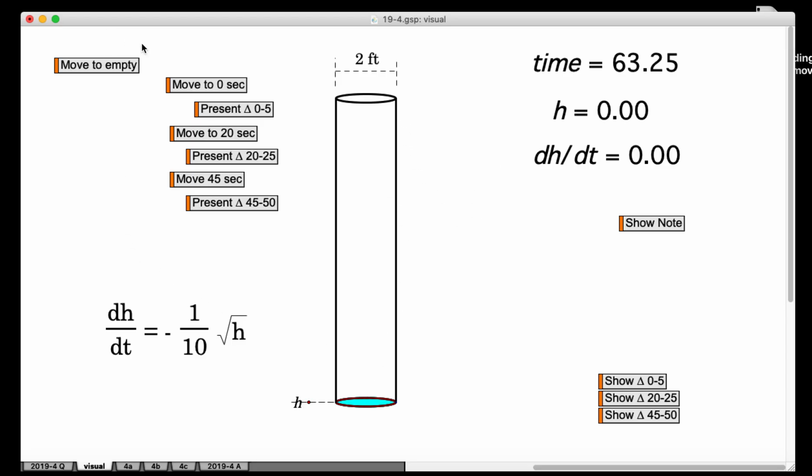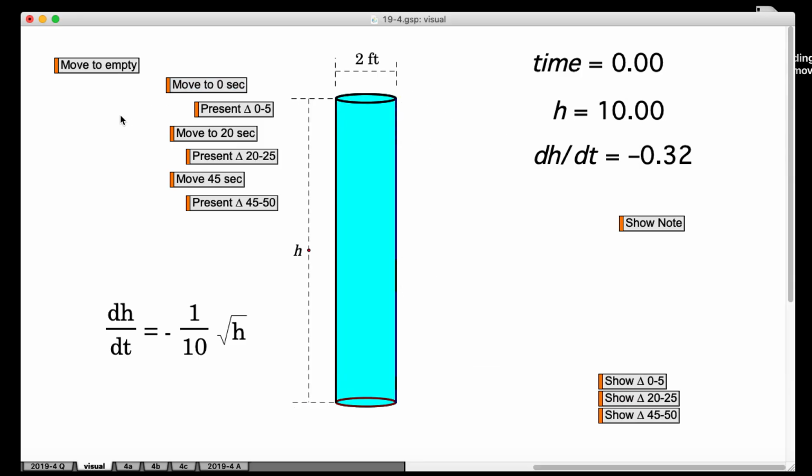Let me show you that another way, just to give you a little feeling for what's going on. I'm going to look at 5-second intervals. I'm going to go from 0 to 5 seconds and we'll see how far it drops, and then from 20 to 25 seconds, and then from 40 to 45 seconds, just to give you an idea of what it means for the rate of change to be slowing down. So we're dropping now from 0 to 5 seconds.